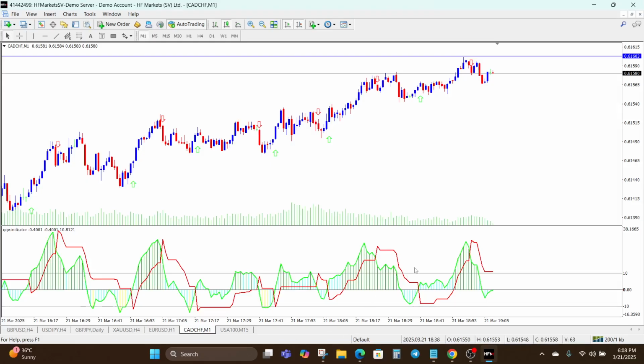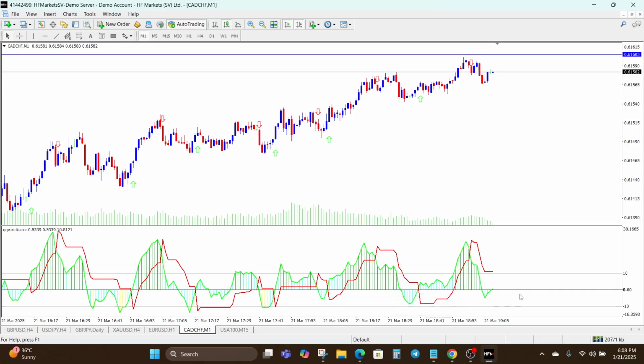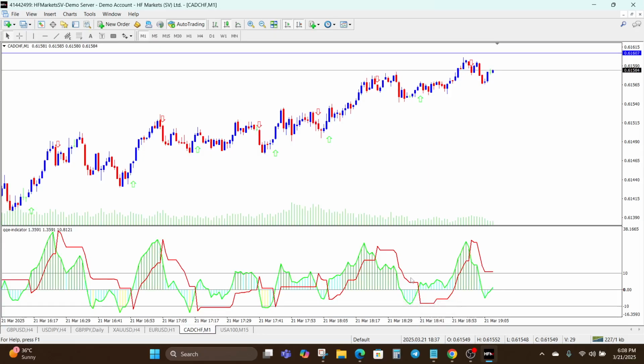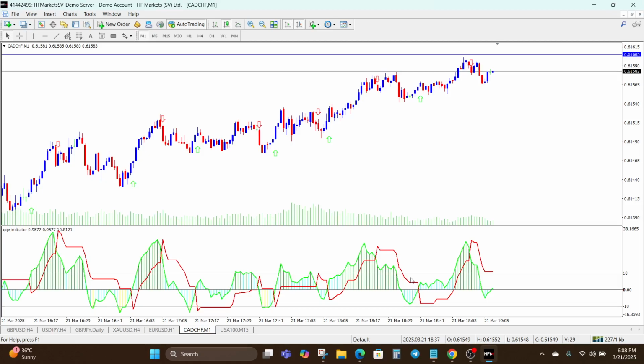Now you can see the green line here in the indicator window. The green line in the QQE is actually a smooth RSI, following price movements with minimal lag, while the red lagging line helps confirm buy and sell signals when crossovers occur.